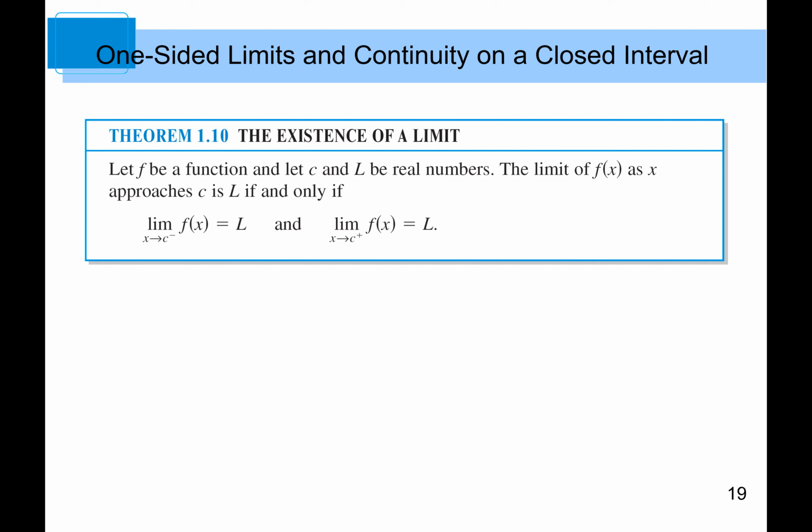So the existence of a limit. This is a theorem. Let f be a function, and let C and L be real numbers. The limit of f of x as x approaches C is L if and only if the left side limit equals L and the right side limit equals L.